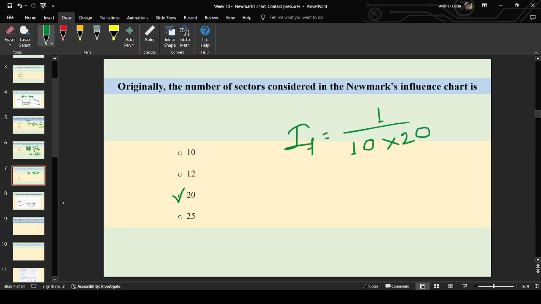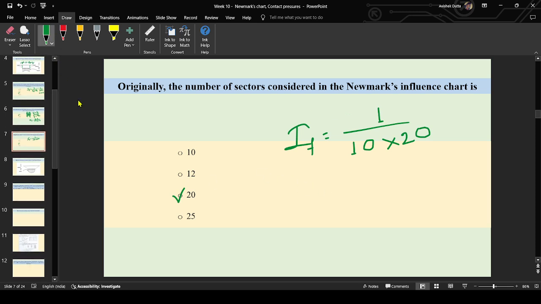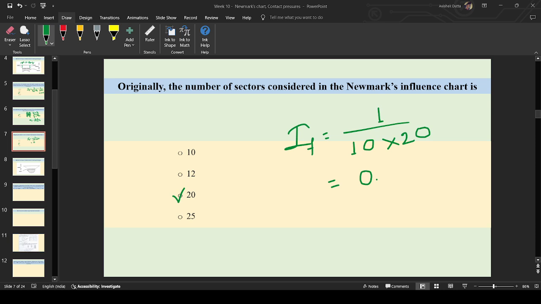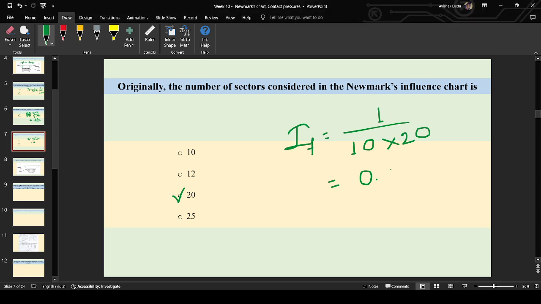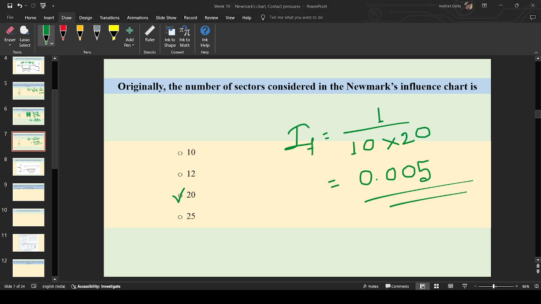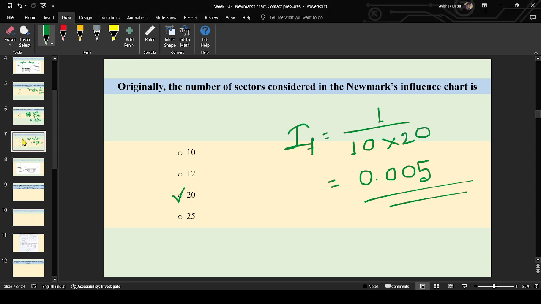So what is the value of the influence factor over here? In the original Newmark's chart, what is the value of the influence factor? Just find it out and tell me. What is the answer? Sir, 0.005. This is the actual value of the influence factor in the Newmark's influence chart. Okay, 0.005, because there are 20 sectors. Good. Next question.